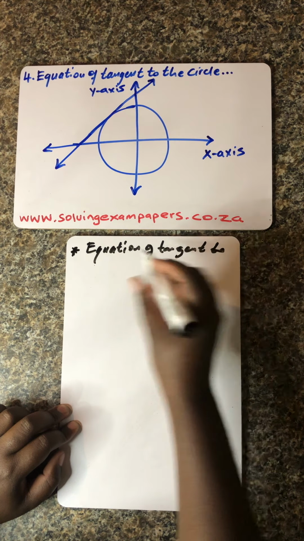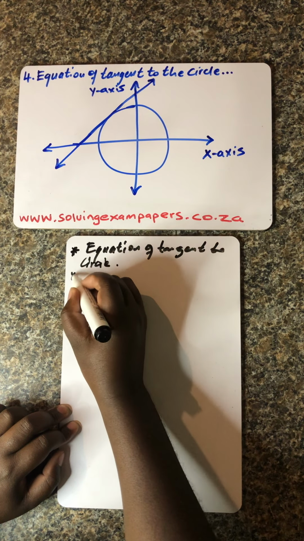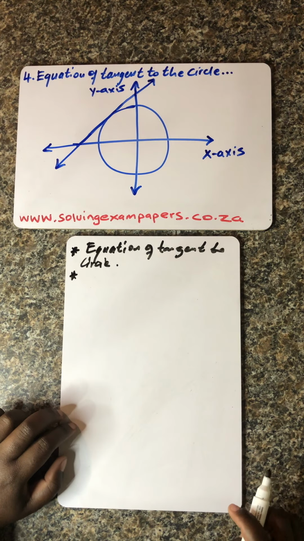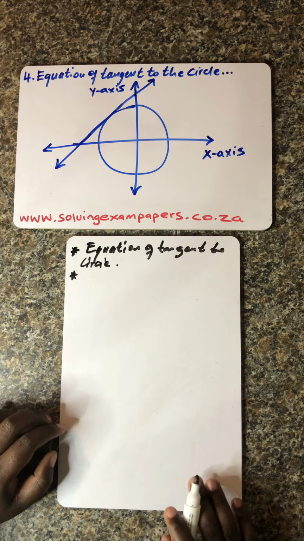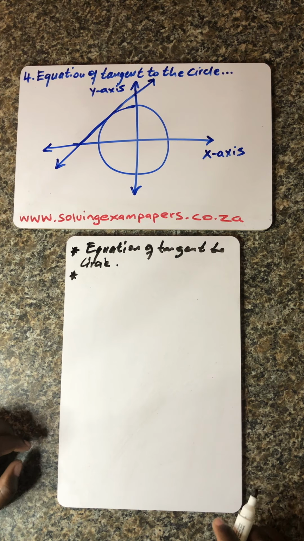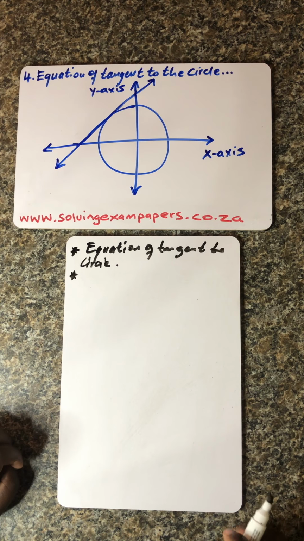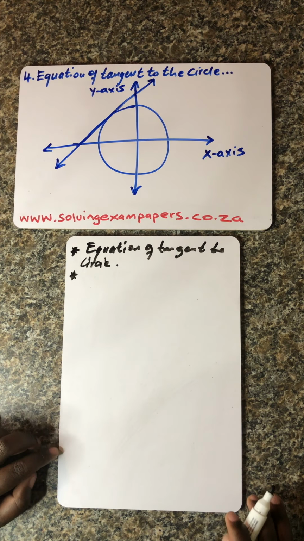tangent to the circle. Okay, so ladies and gentlemen, remember, never mind my handwriting, just listen to what I'm saying. If you're writing down your notes, just write what I'm saying. I want to talk much about the equation of a tangent to the circle. And secondly, I want to talk about the point of intersection of the circle and a straight line.